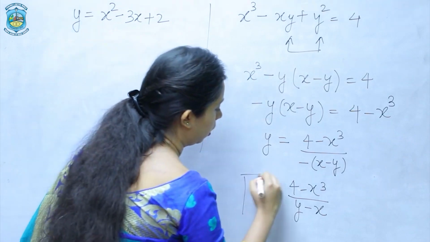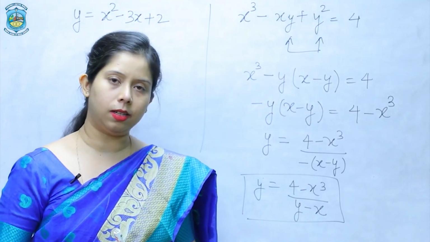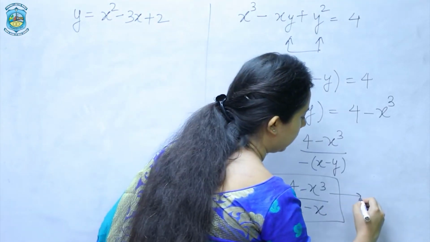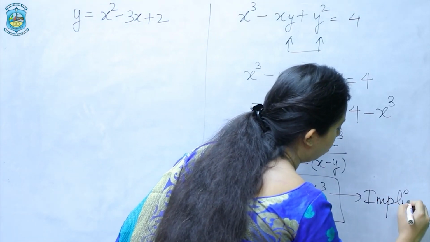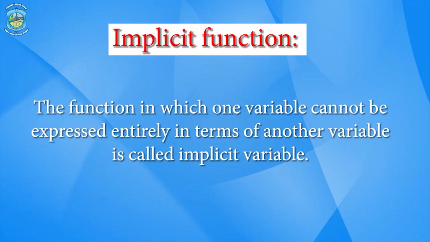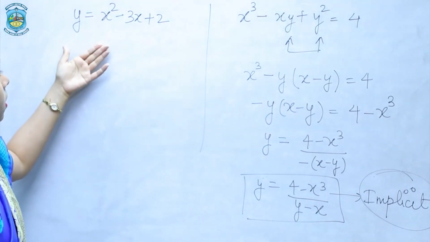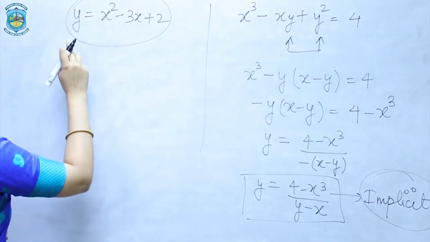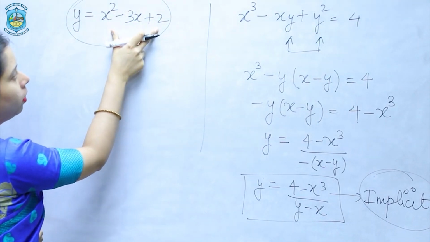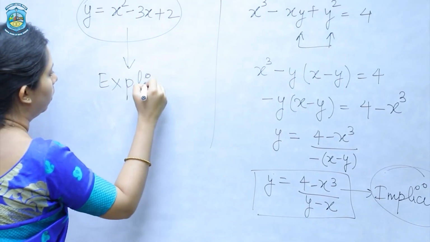So, such functions in which one variable cannot be expressed entirely in terms of the other variable are called implicit functions. So, from here we have got the definition of implicit functions. What are implicit functions? Those functions in which one variable cannot be expressed in terms of the other variable or vice versa. So, this is an example of implicit functions. Now, what are those other functions? The first example, here y was expressed entirely in terms of x. So, this function is called an explicit function.